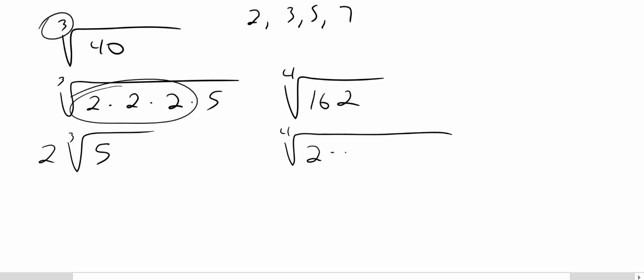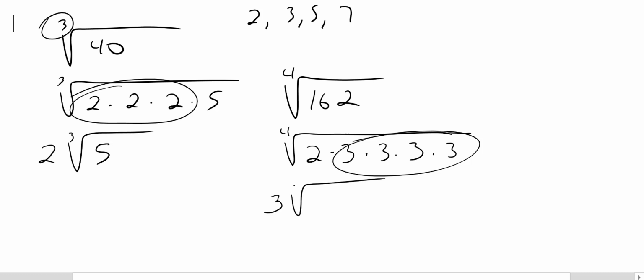And then I'm going to start splitting up 81. Just to save time, 2 doesn't go into it, but I'm going to start dividing it by 3. And 3 actually goes into it 4 times. So this is what you get when you break up 162. Now I have 4 3s, so 3 comes on the outside, and I have a 2 left over. That's it: 3 times the 4th root of 2. And if you want to do variables here, let's do variables.